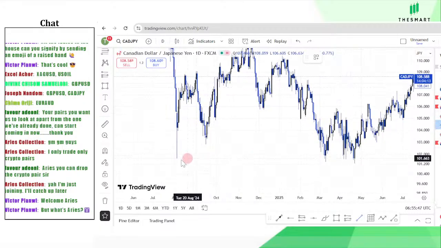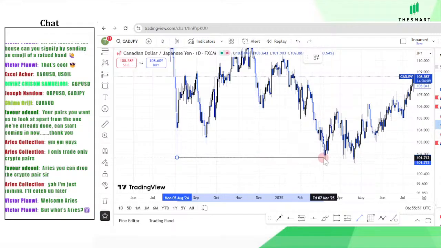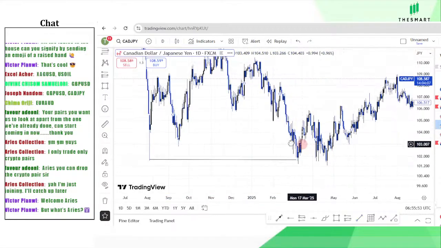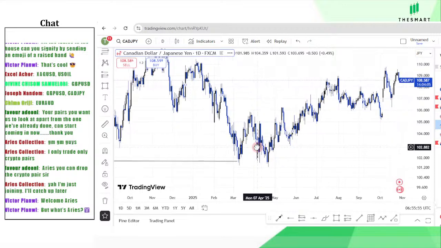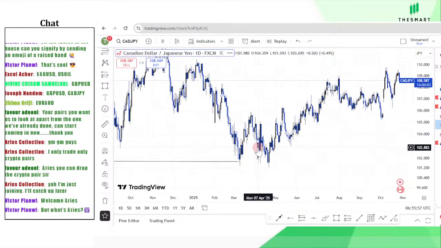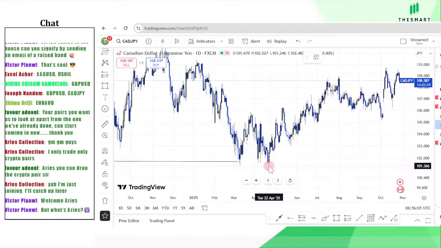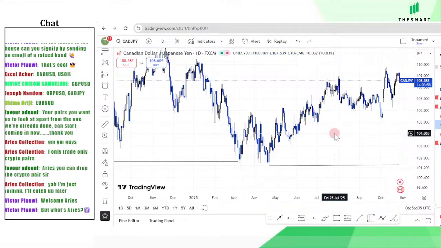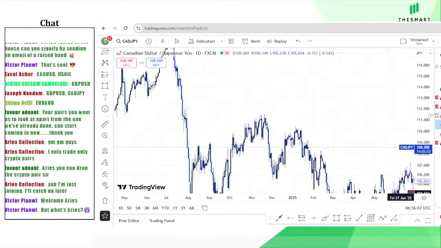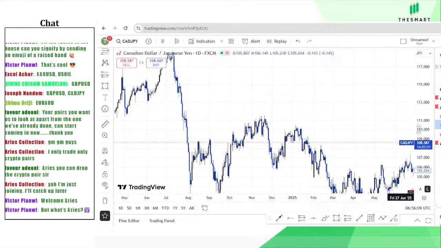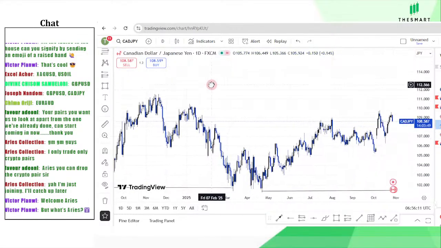We have this low here, and that low has been taken out. So this is the new low we have here. So let's get to see our target point. So this is the first liquidity target we are looking for.